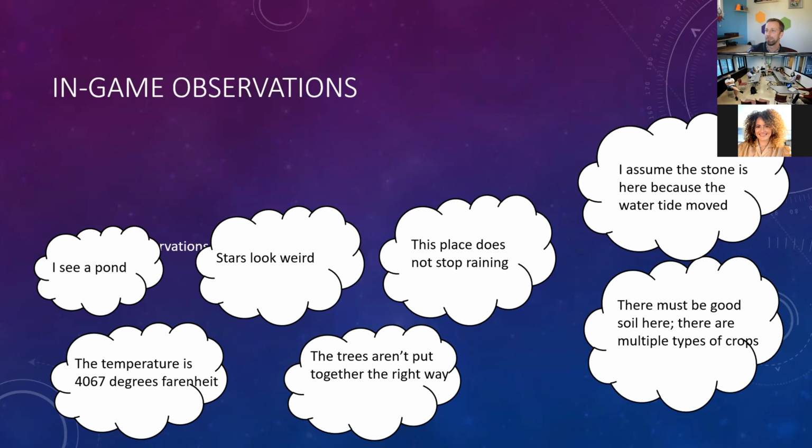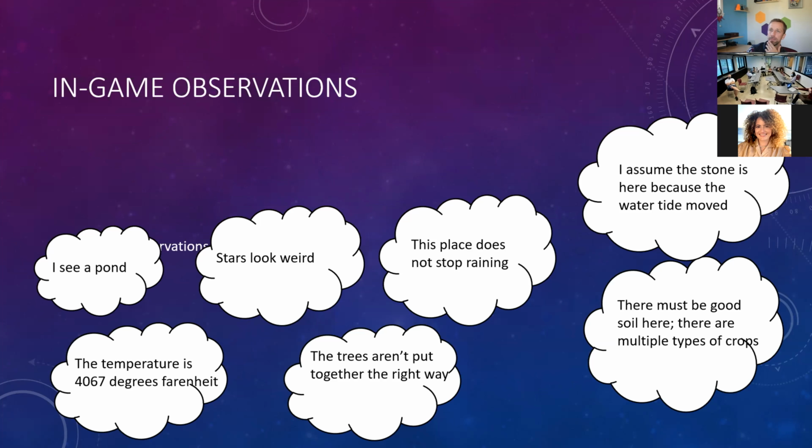Jeff showed a little bit about in-game observations. Here are some examples. We code these based on their quality. Again, are they nonsense? Are they lower level, like, okay, this is what I see, I see a pond? Then we get descriptive, which we consider a little bit higher.